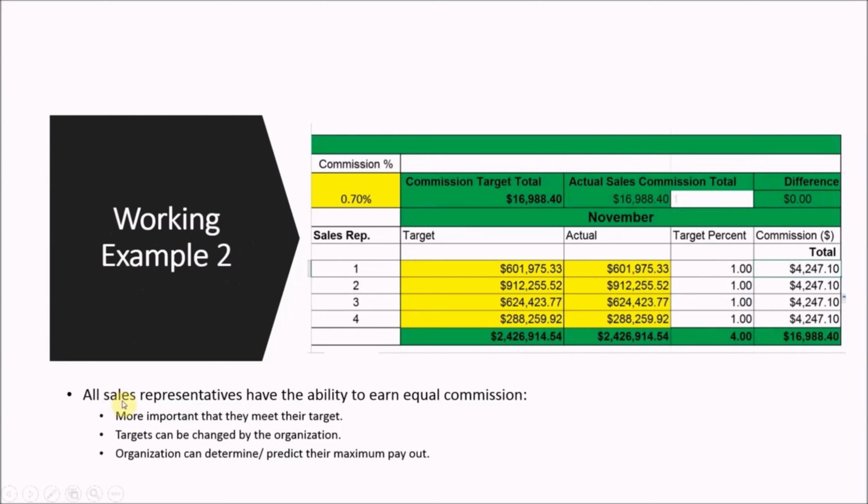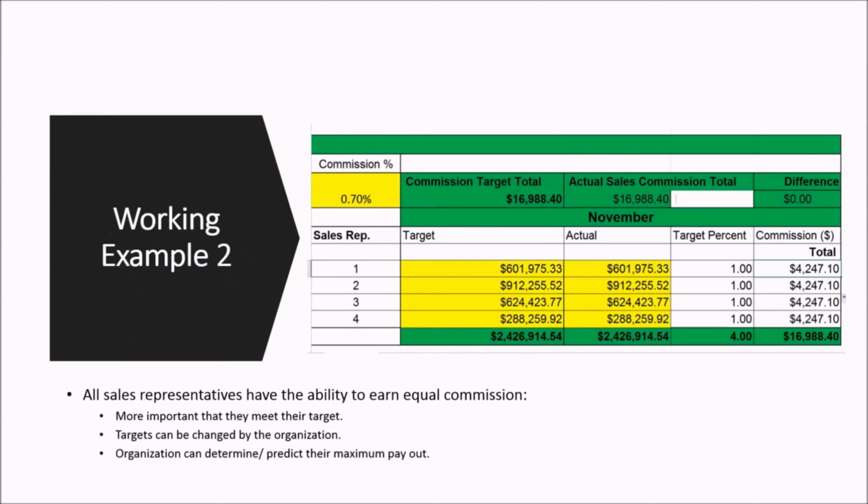So you realize that all sales representatives have the ability to earn equal commission, even though, as I mentioned, their targets would be different, and their actuals may be different as well, because in this model, the goal is that it is more important that the sales rep meet their target. So they're not being penalized because they have fewer customers and you were the person who gave them fewer customers, or that they're in a region that essentially cannot make as much as one.